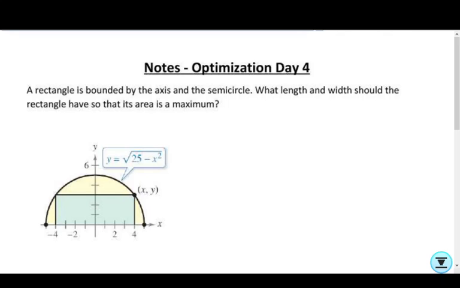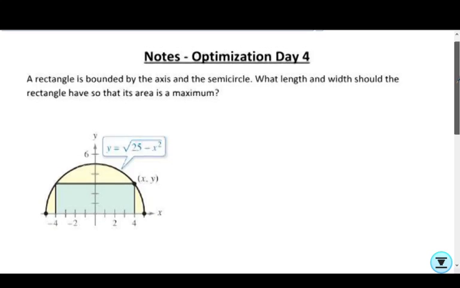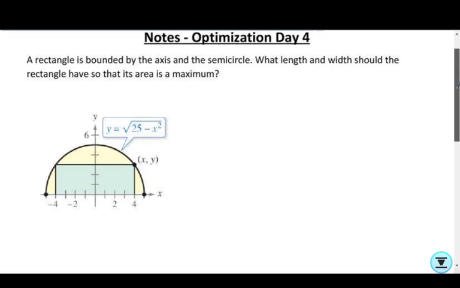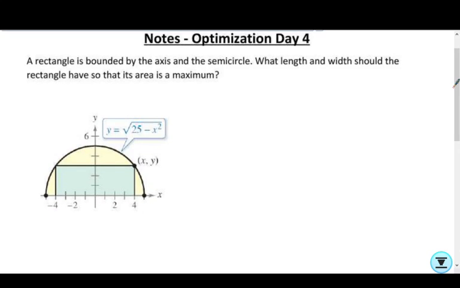Okay, so optimization. Optimization is basically the application of our first derivative test. When we optimize something, we're trying to find its maximum value or its minimum value if they occur. Today's optimization problem now uses geometric figures, or has something inscribed inside of another figure.